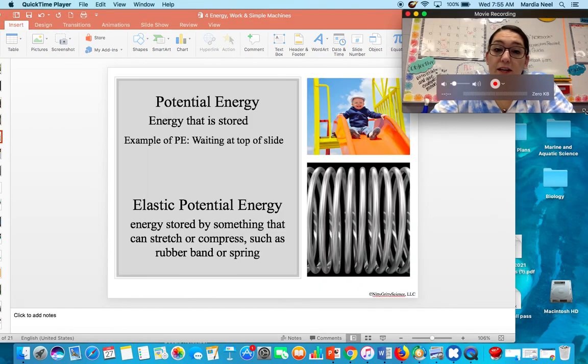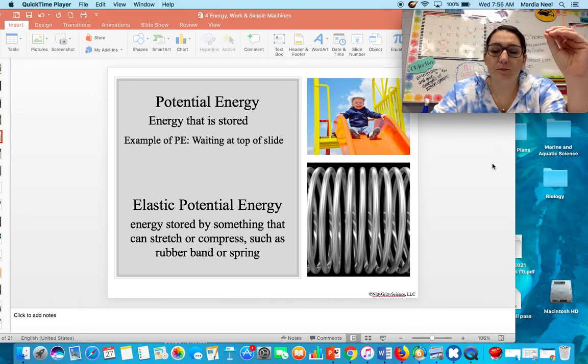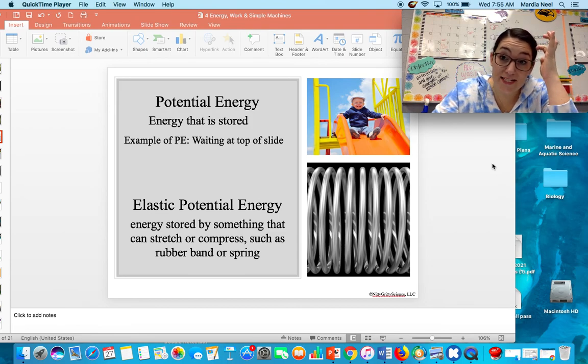Potential energy is energy that's stored. So it's energy that's waiting to happen. If you are sitting at the top of a slide, you're not moving just yet, but you're about to. And that's the potential to move. So if something has the potential to move, it has potential energy.